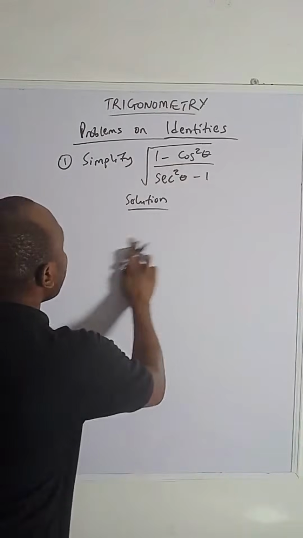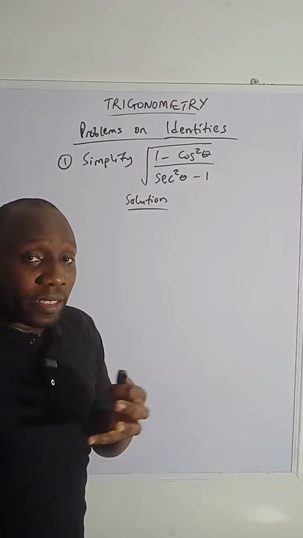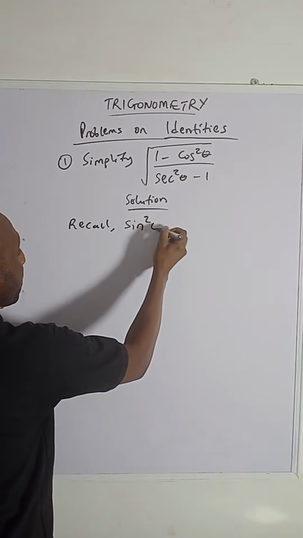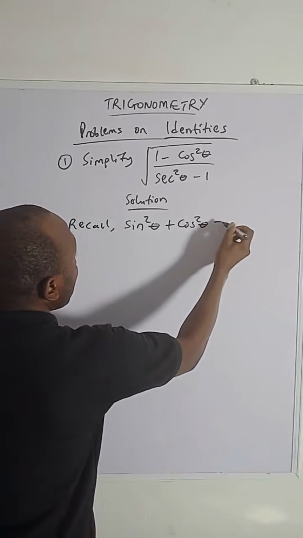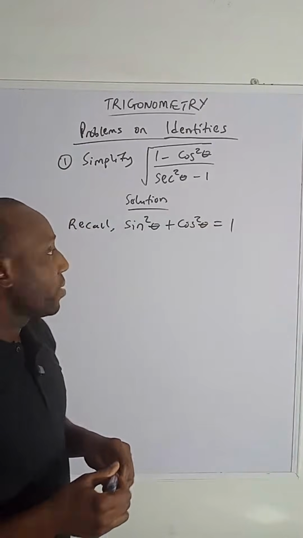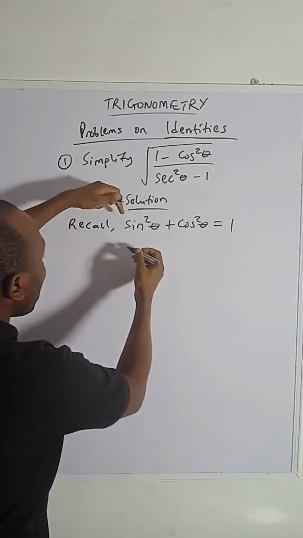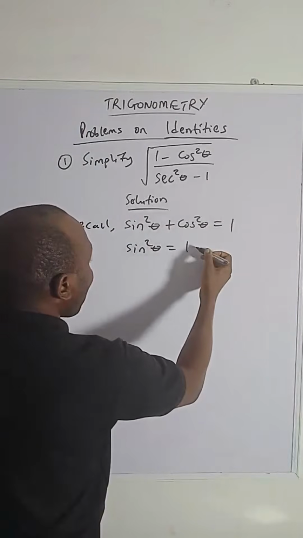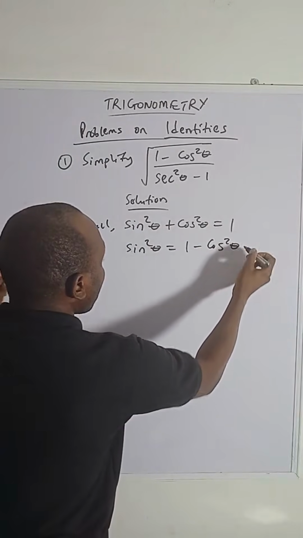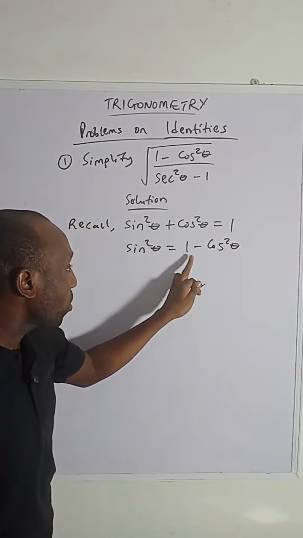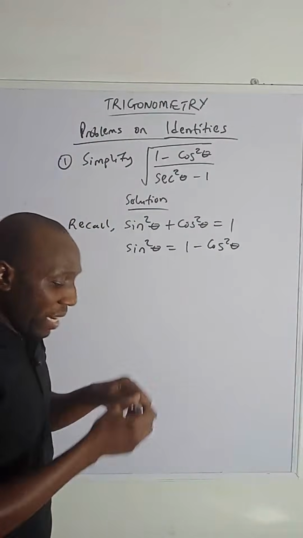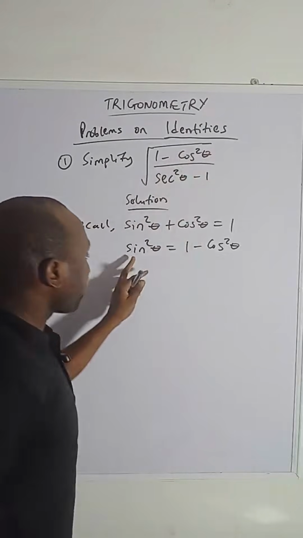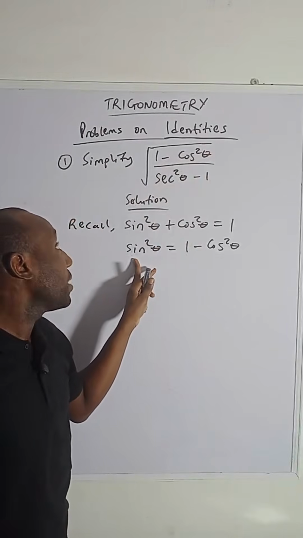Anyways, let me do it. See, there's this popular trig identity I talked about. Recall that sine square theta plus cos square theta is equal to 1. So sine square theta is equal to 1, moving this over to the right-hand side, minus cos square theta. So sine square theta is equal to 1 minus cos square theta. What I need to do here is replace 1 minus cos square theta with sine square theta.